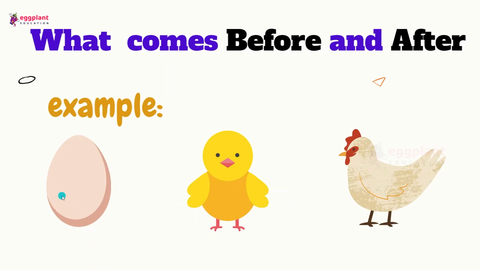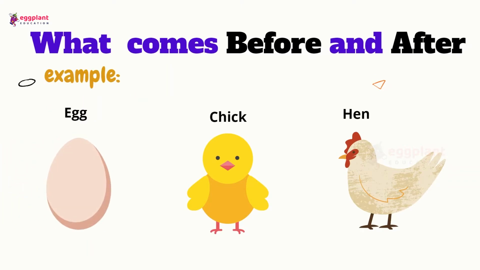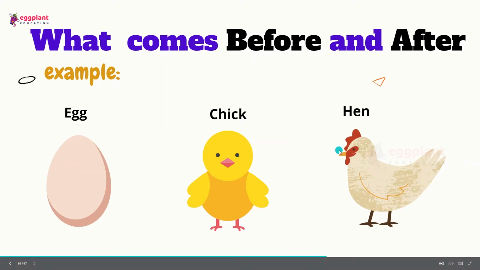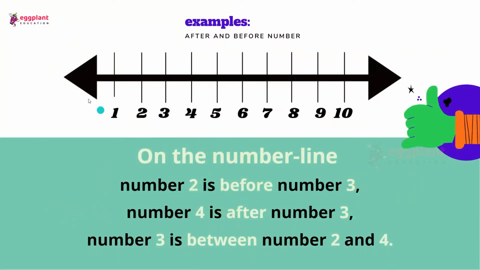So the egg is just before the chick, and the hen is just after the chick. Look at this number line.